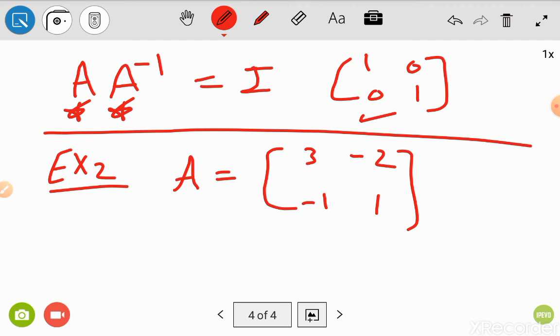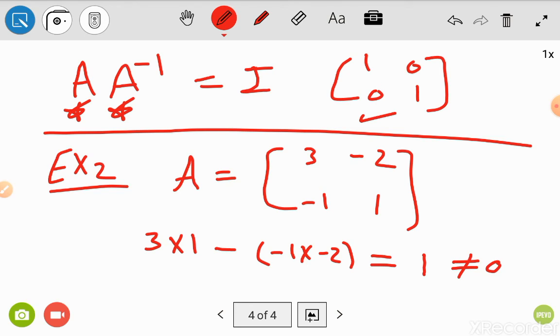First, the determinant of matrix A: 3 times 1 minus -1 times -2. 3 times 1, 3. Here, -1 times -2 will give you 2. 3 minus 2, the answer will be 1. 1 does not equal 0, so you can easily get the multiplicative inverse to this matrix.